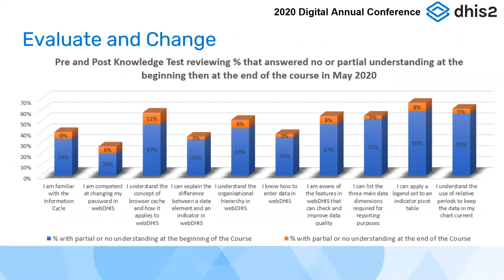The final step we want to share findings from falls under evaluate and change. We use self-evaluation questionnaires at the beginning and the end of the course, and it's really for them to gauge if learning has taken place. You can see the results are showing that there seems to be some improvement. If you look at the percentage change from blue to orange, for example, the last question is 57% that did not know what this question meant in the beginning of the course, and only 5% at the end were battling.